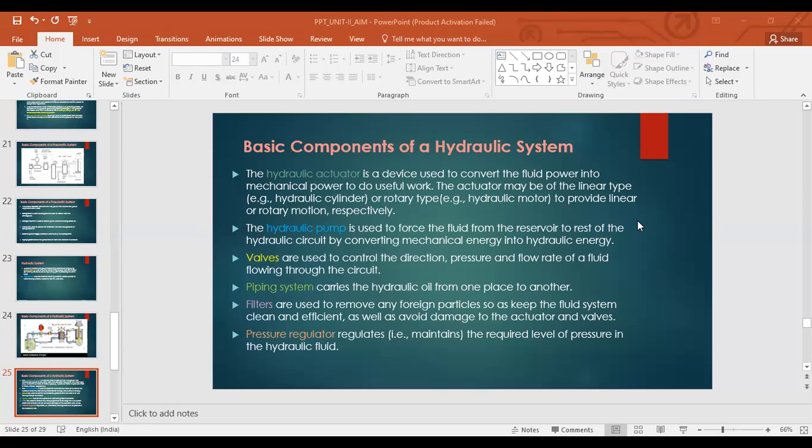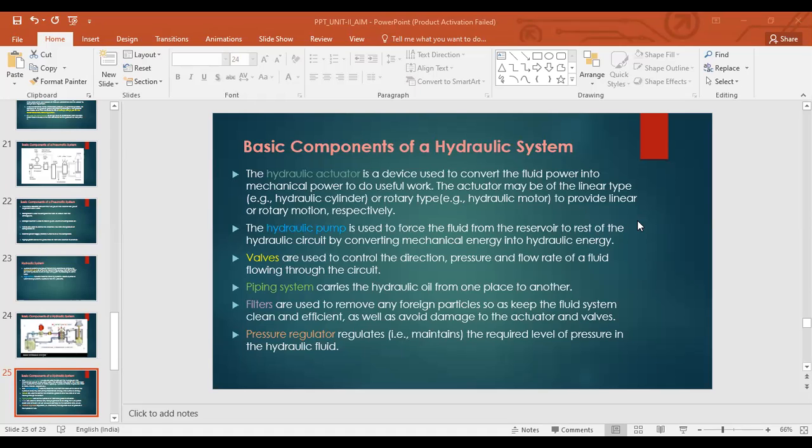The hydraulic pump, as we know, is used to force the fluid from the reservoir to the rest of the hydraulic circuit by converting mechanical energy into hydraulic energy, right? That energy was supplied by the motor. So we know how a pump performs. Valves, as we discussed, control the direction, pressure, and also flow rate of the fluid flowing throughout the circuit. The piping system carries the hydraulic oil from one place to another, just like you had in pneumatic, you have this in hydraulic also.